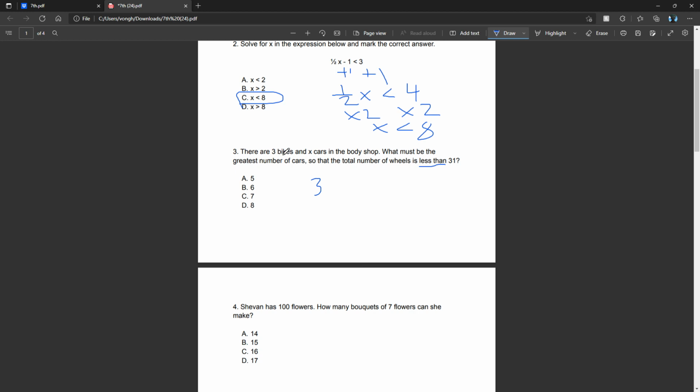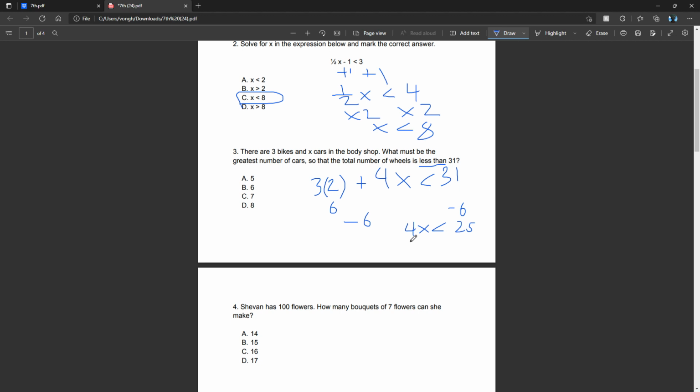So we're trying to find the total wheels. Since there are 3 bikes and a bike has 2 wheels, we do 3 times 2 plus X cars. A car has 4 wheels, well, most cars have 4 wheels, so 4X, and it has to be less than 31. And then you just solve it. So 3 times 2, that's 6, and then you subtract 6. You get 4X is less than 25.